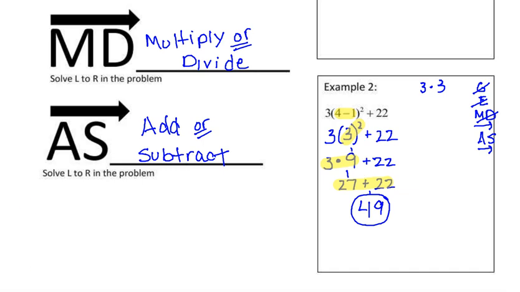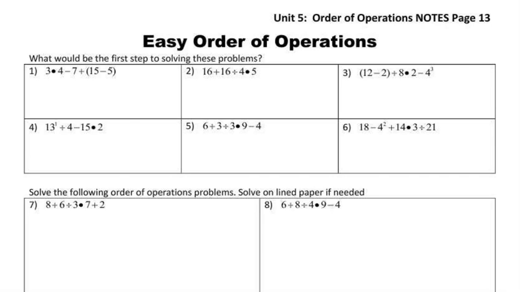Okay, really quick, I just want to touch base on the top of page 13. So if we look at the top of page 13, we have some easy order of operations, real quick. All you're doing is circling the first step of these problems. So if we look at this one here, this grouping would be first. If you look at this one, I have no groupings, I have no exponents, but I do have multiplication and division. Which one came first in line? This division did right here. Don't be tricked. Go ahead, do 3, 4, 5, and 6 by yourself.